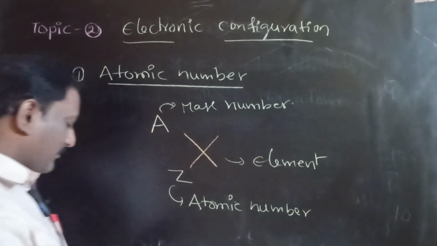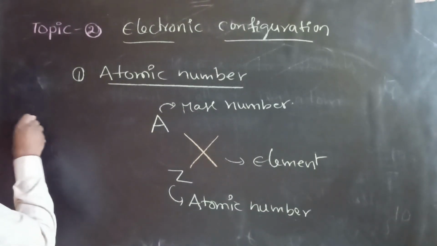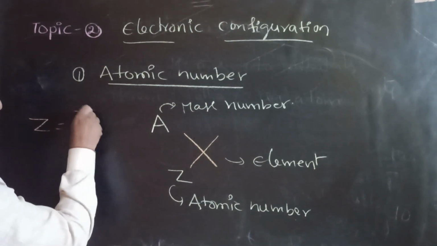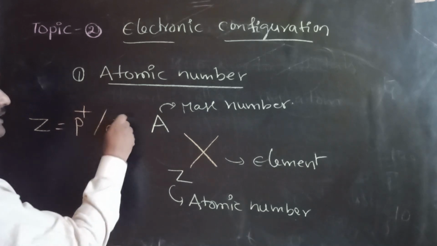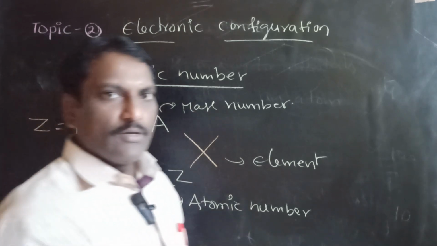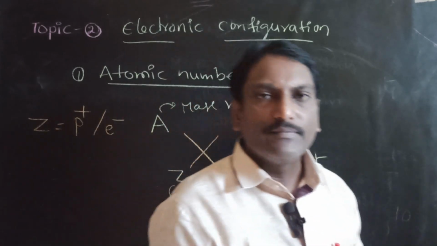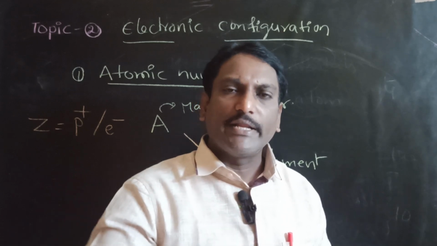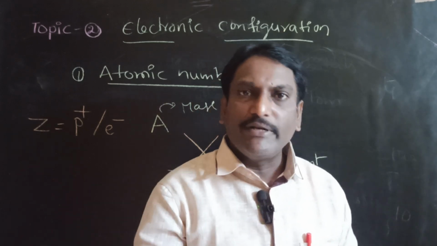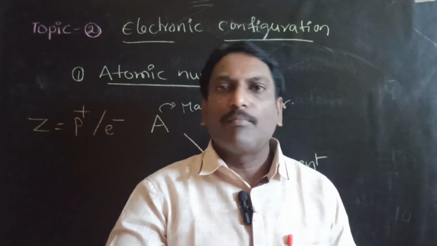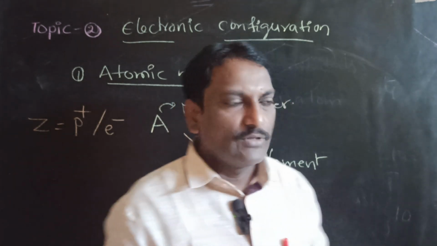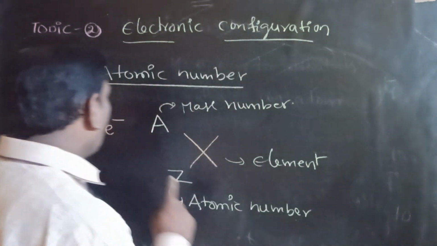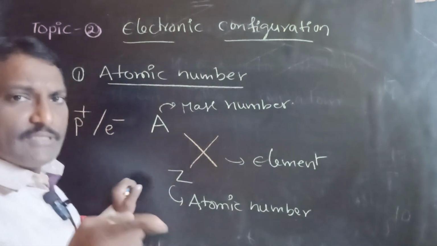So what is meant by atomic number? Write down: atomic number is represented with capital Z. It tells us the number of protons or number of electrons present in a neutral atom. According to Dalton's atomic theory, an atom on the whole is electrically neutral. That means the number of electrons is equal to the number of protons, the number of negatively charged particles equals the number of positively charged particles. So atomic number is actually the number of protons present in the atom.